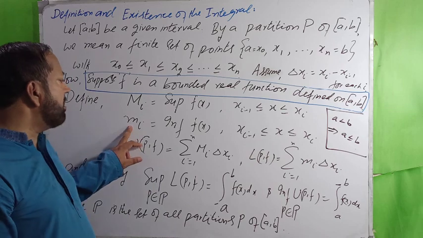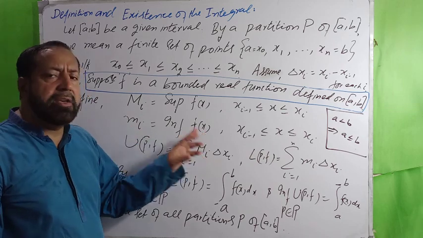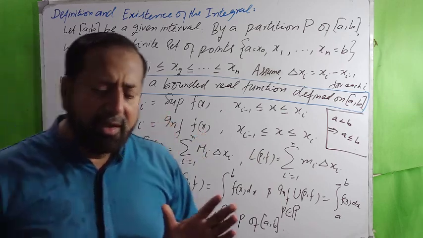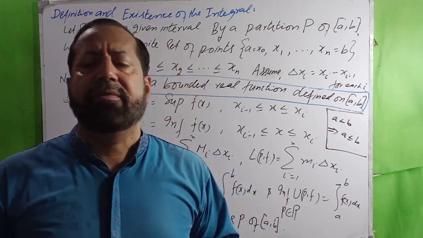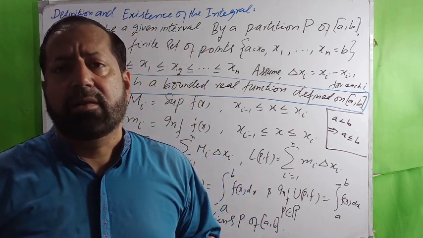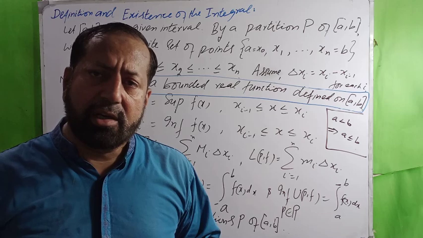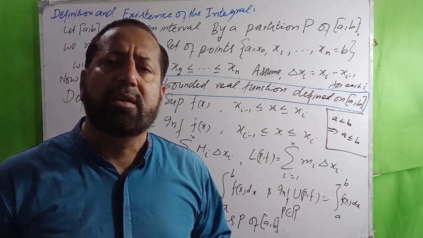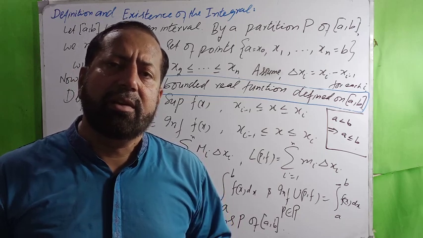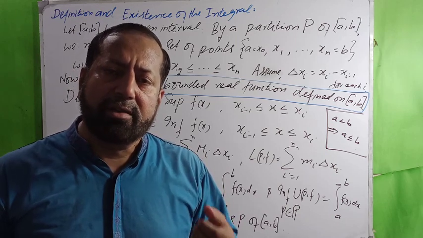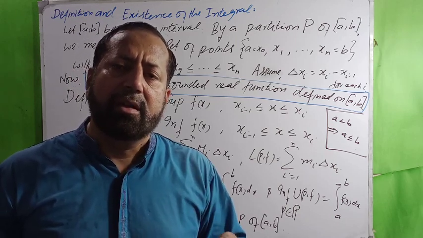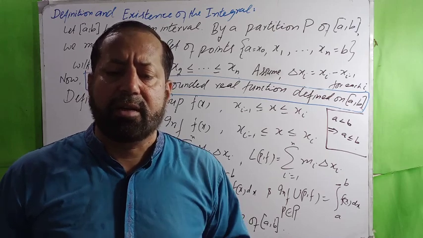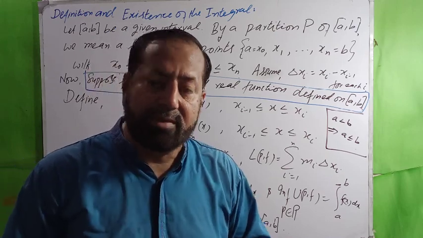Similarly, mi is the inf of f(x). Why can you suppose these without any hesitation? Because f was bounded on the entire interval, so it is bounded on subintervals as well, and in every subinterval you can have its supremum and its infimum.